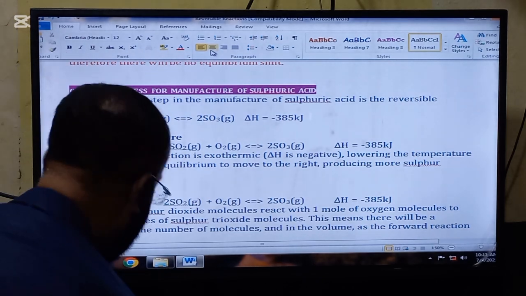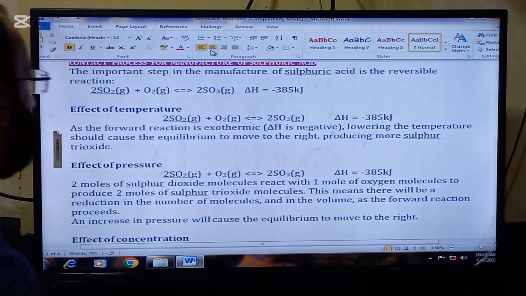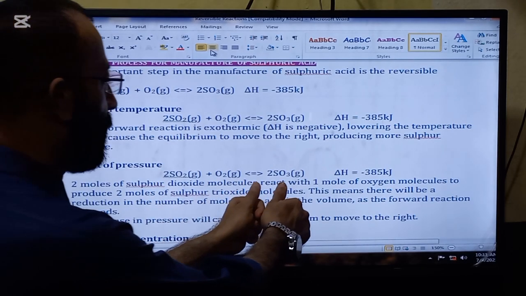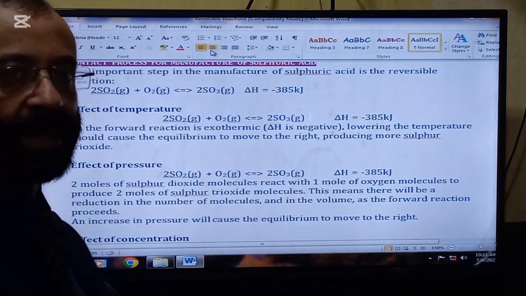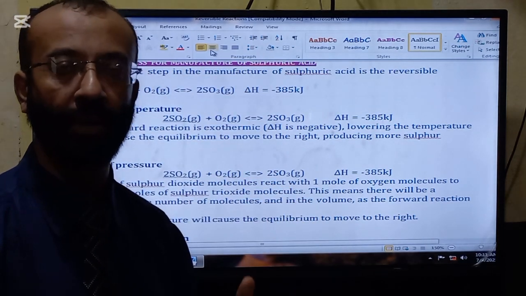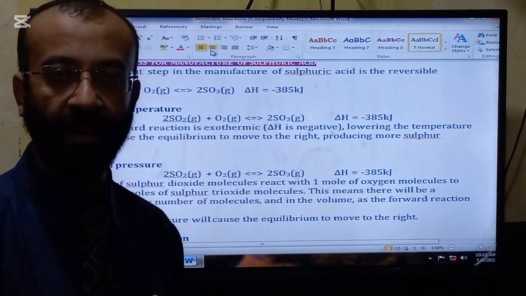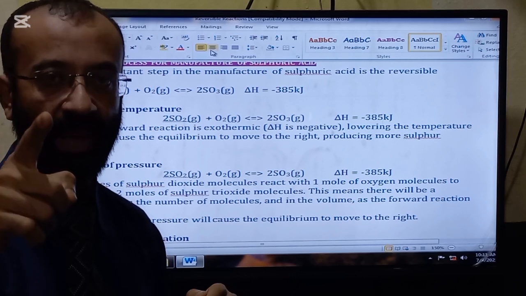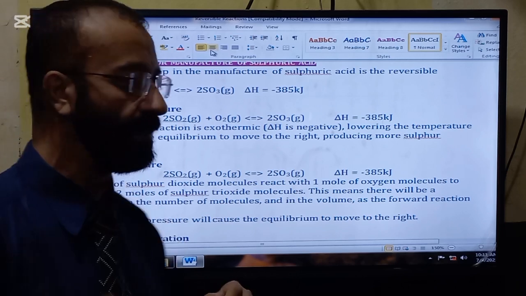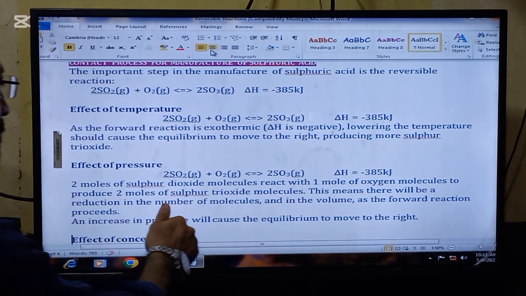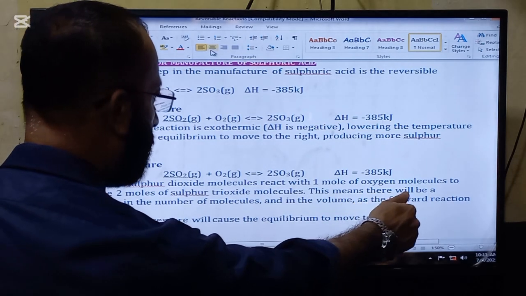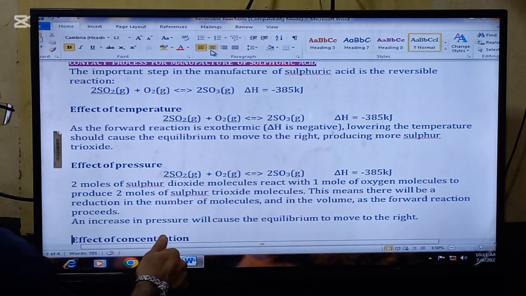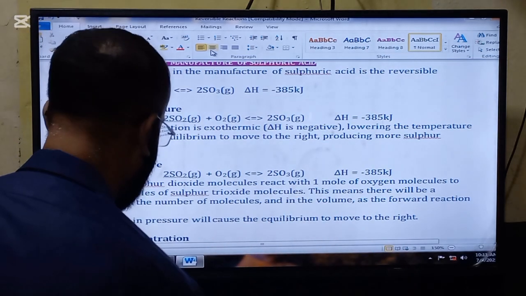Okay, next thing that we are going to read is the effect of the pressure. Here you can see the number of the moles of the reactants is greater than the number of the moles of the product. So if we increase the pressure, the molecules will come closer, they will collide more frequently, more effective collisions will be there. So the product yield will be increased, and vice versa. So look now, 2 moles of sulfur dioxide react with 1 mole of oxygen to produce 2 moles of sulfur trioxide. An increase in pressure will cause the equilibrium to move to the right.